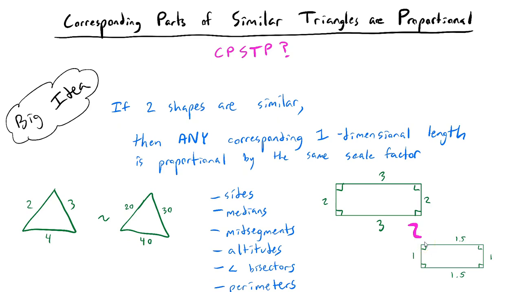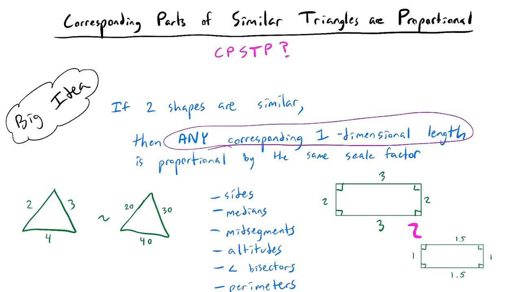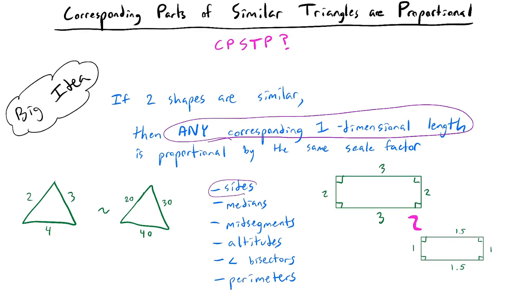All right, this is going to be a kind of short video. The idea is really simple. If two triangles are similar, or if two shapes are similar, then every corresponding thing is similar. Every corresponding side is proportional, and that applies to any corresponding one-dimensional length. It doesn't have to be a side length. We already knew sides are proportional, but medians are proportional, mid-segments, altitudes, angle bisectors, literally anything.